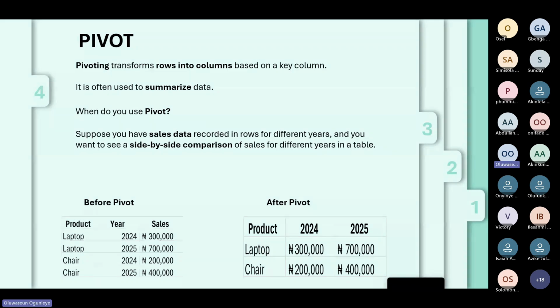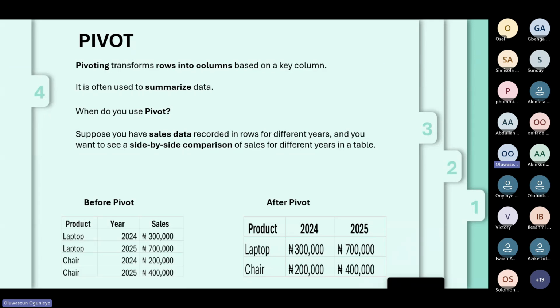And when do you use pivot? Let's say you have sales data that is recorded in rows for different years, and you want to do a comparison. Let's say your boss says, okay, I want to see the quantity for each store side by side. That is when you know to pivot your data so you can show it to your boss in the format that he wanted.